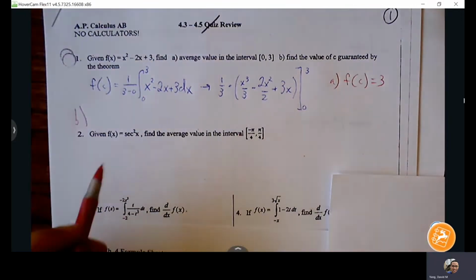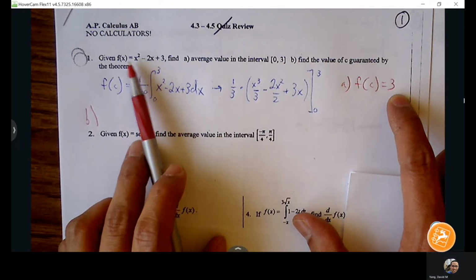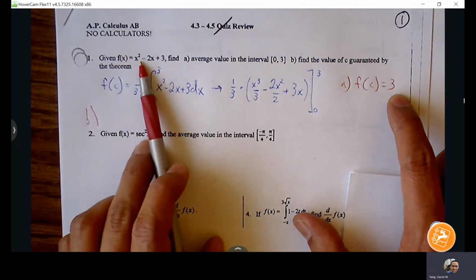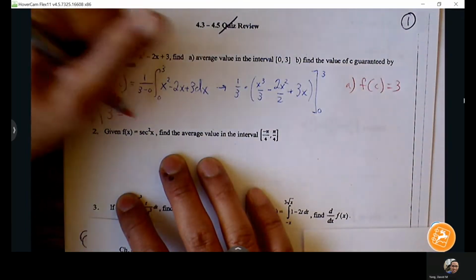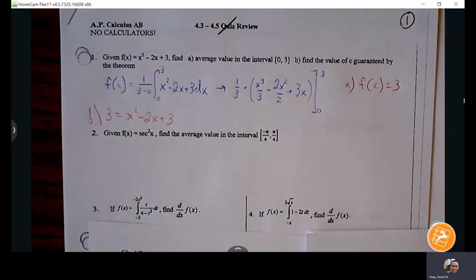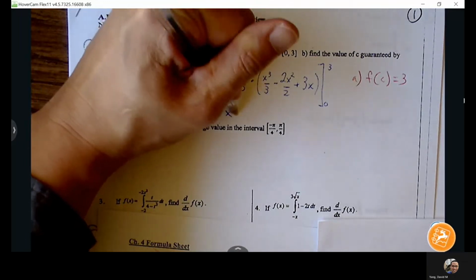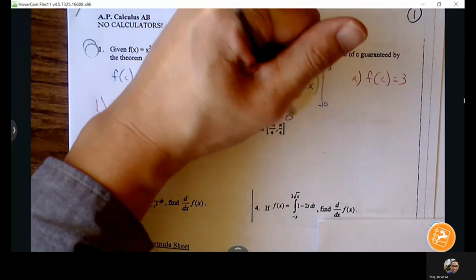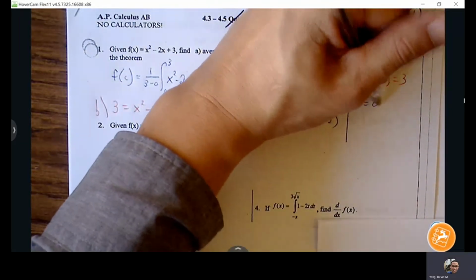Good. Well, we involve the original function, but we have to make sure we plug in the right spot, right? Where does that 3 go? Good. It goes in for the y location, not the x. That's the y value. So now we just have to solve for x. Three goes away. X equals 0 and x equals 2.